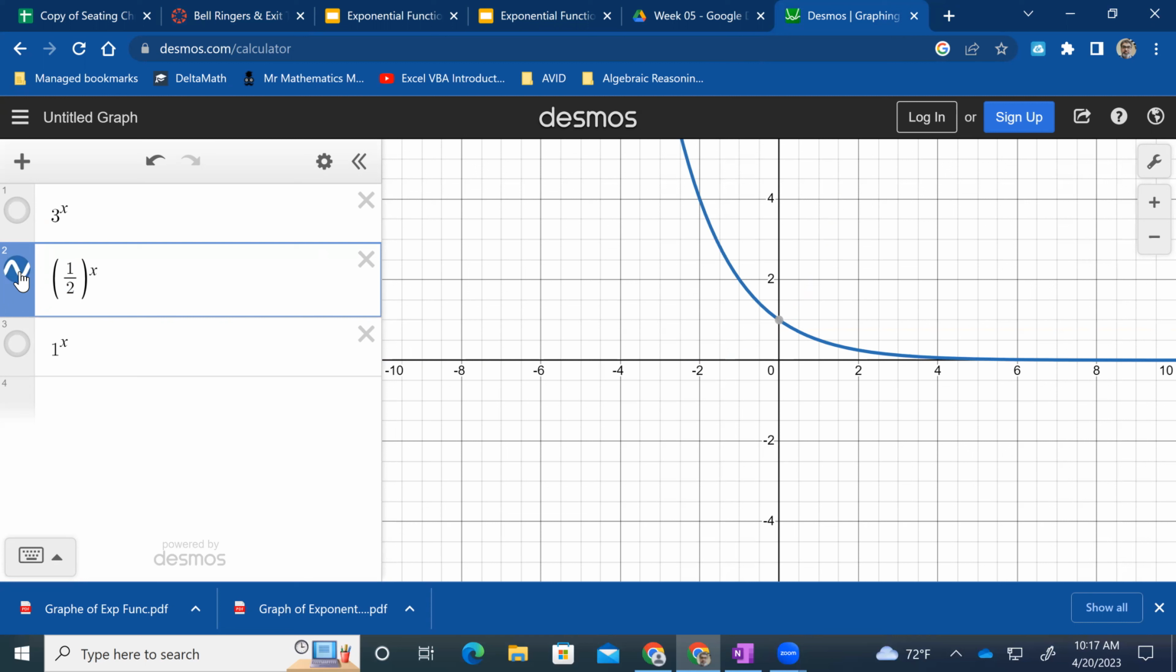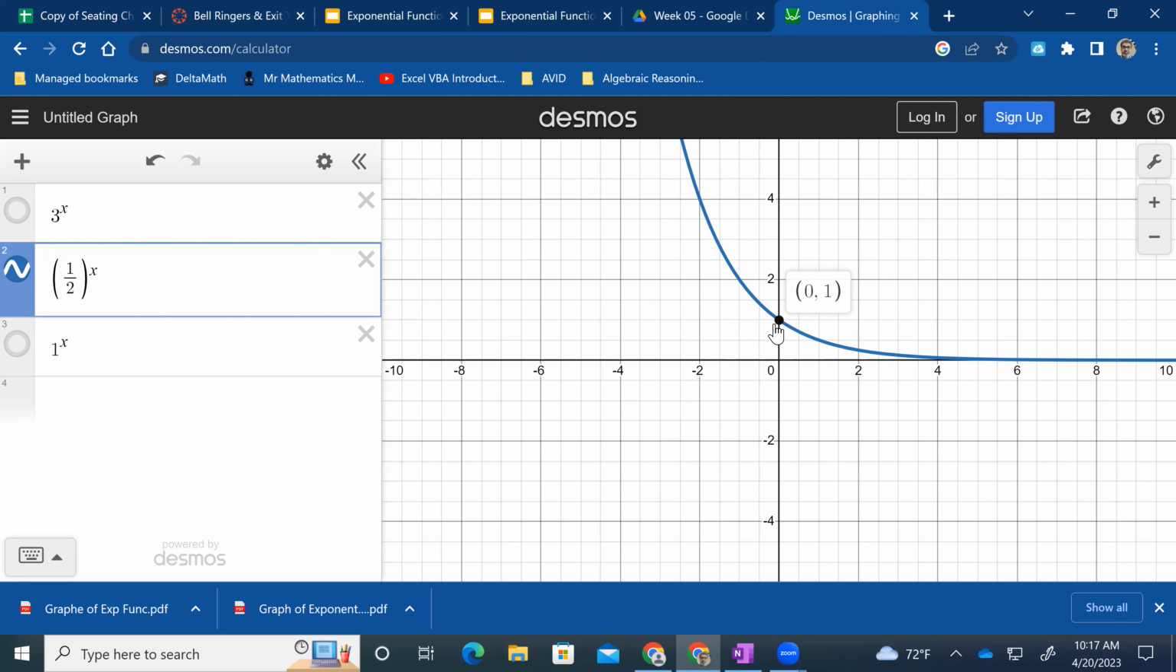You see, the decay is going downwards. With the x increased, it keeps on getting smaller and smaller. y is getting smaller and smaller. And this point is a y-intercept. You see the y-intercept?